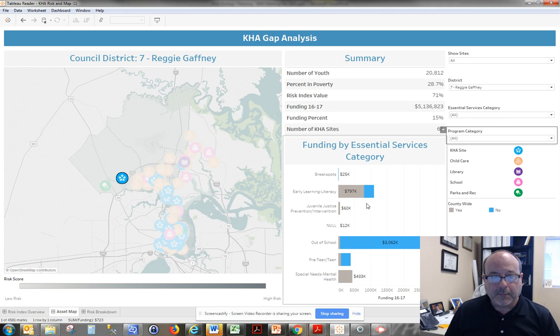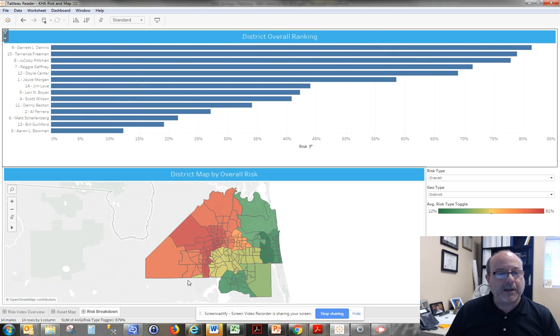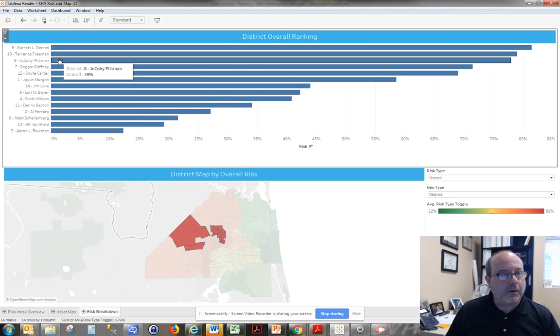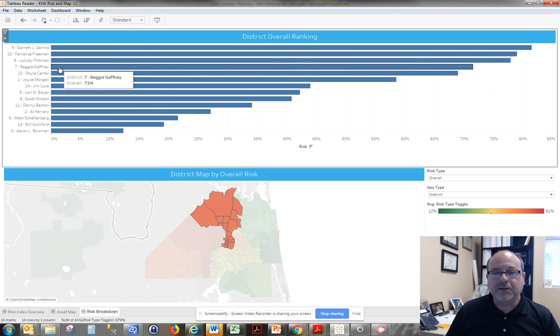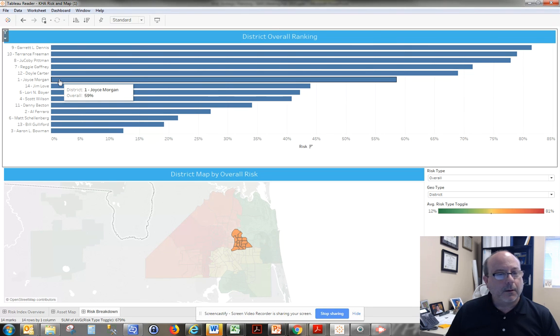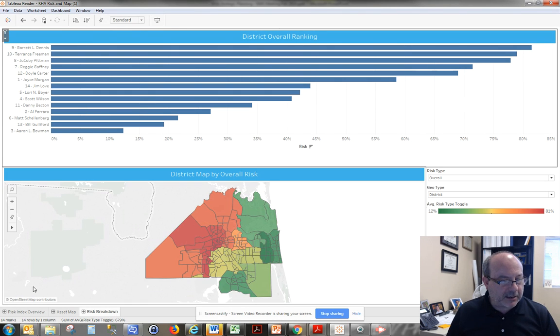Here we have a bar graph for out of school time, the number of Kids Hope Alliance funding dollars versus the gray area, which is the countywide total for that essential services category. And we have out of school preteen, special needs, and so forth. And then finally, a risk breakdown by districts that shows, again, a quick visual of where in the city we're looking at and what the overall risk rating is for deciding on funding discussions and so forth. So that is our risk index.